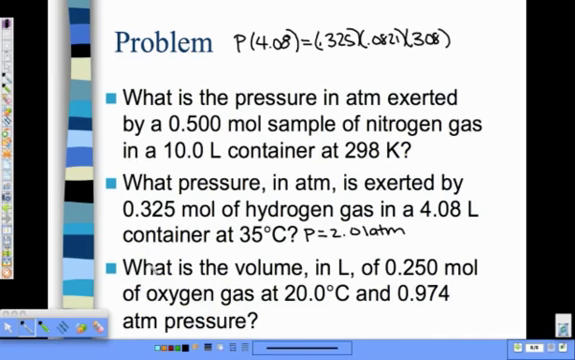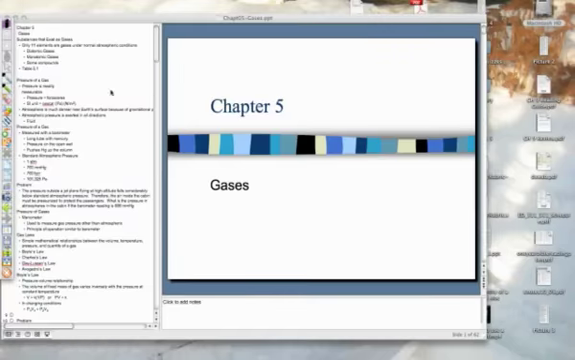For right now, I'm just going to skip this problem. It's going to be set up exactly the same, except we know pressure, you're going to solve for liters, and you're going to convert Celsius. I think there's some more on the next page that would be more beneficial to go through.